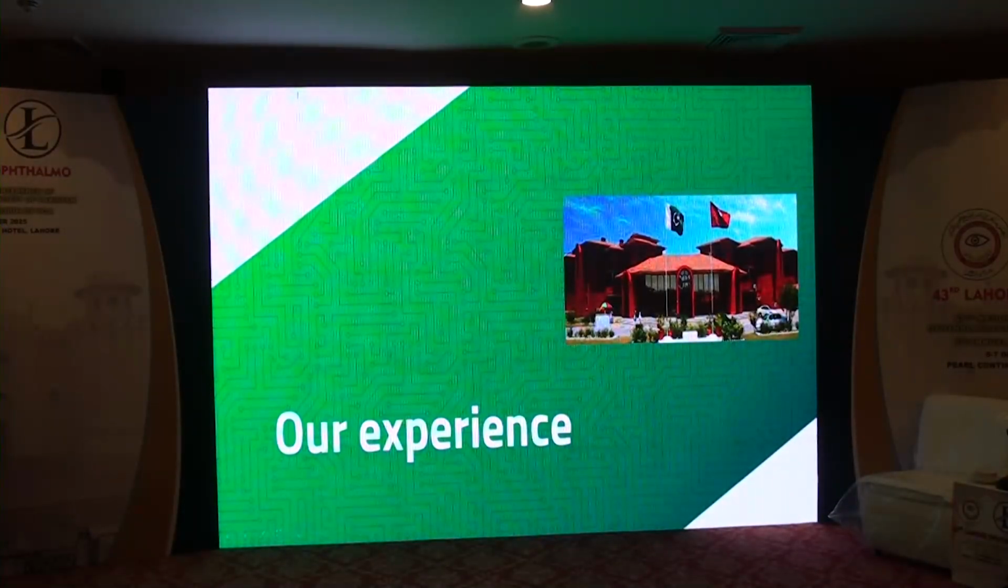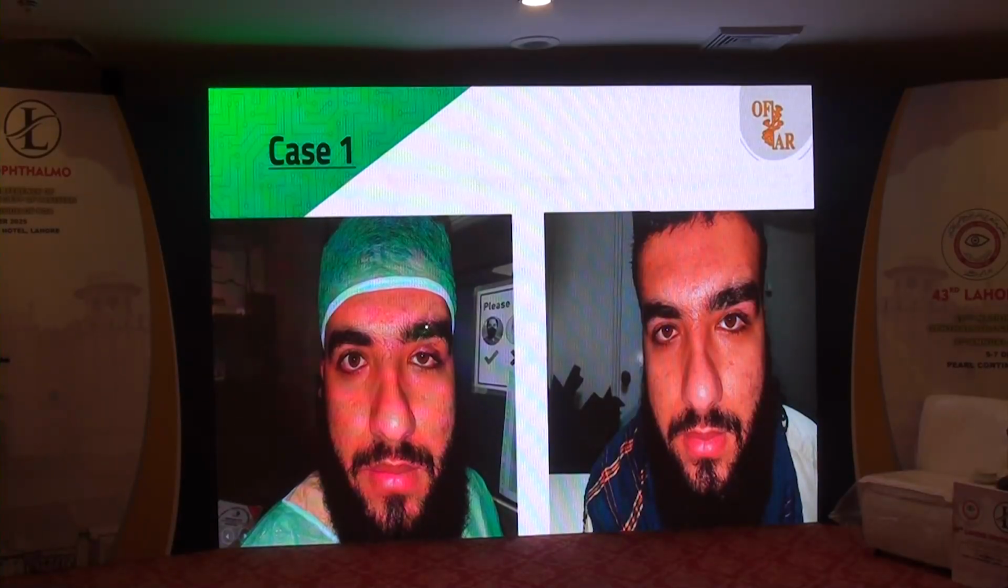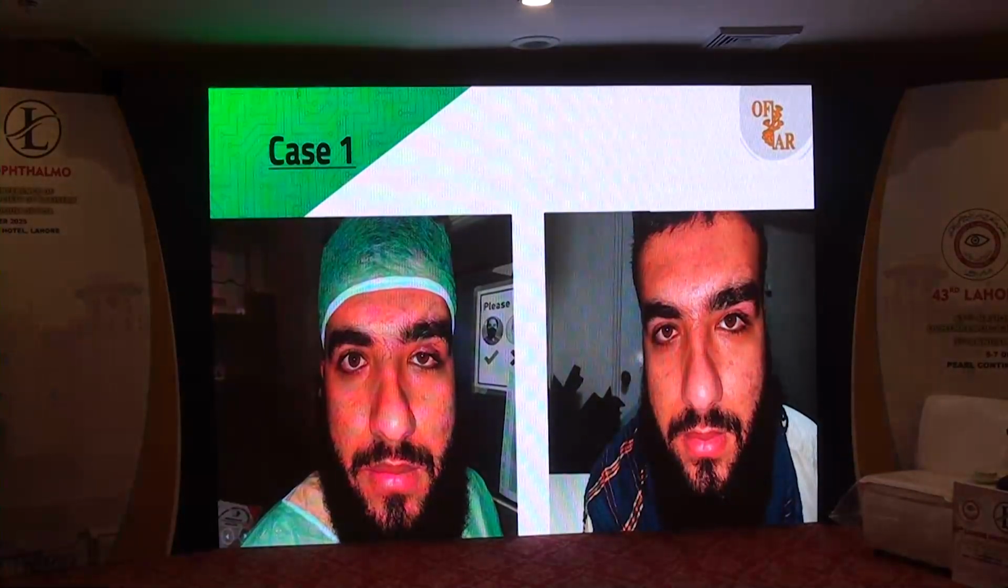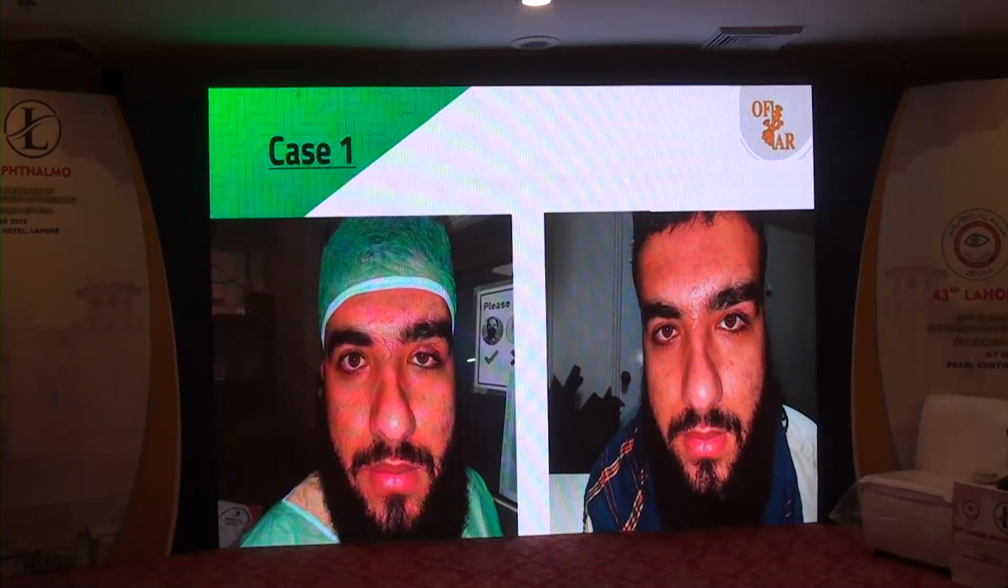Now coming to our experience at Al-Shifa Trust Hospital. This is a patient who was referred to me from Sabah, and he had a road traffic accident, and he had acquired a scar that was extending from the upper lid, into the brow and up to the forehead area. This scar was giving him an ectropion, and there was lagophthalmos as well.